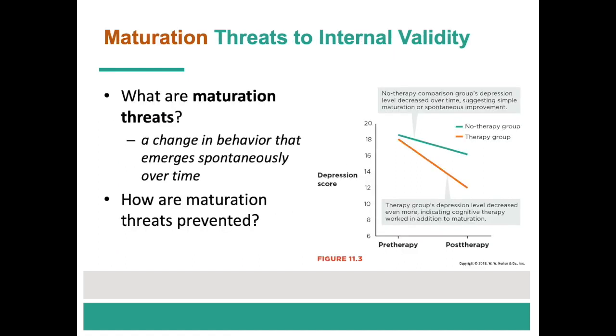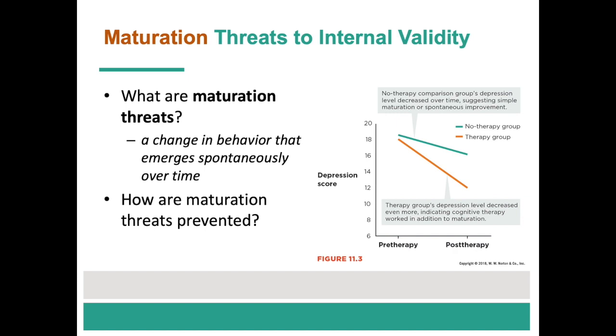First one, maturation threats to internal validity. So what's a maturation threat? It's a change in behavior that emerges spontaneously over time. It's just something that happens. So, for example, if you're looking at kids in school, you may have an intervention to see if you can help them read better. Well, it turns out kids in school are learning how to read better no matter what. It's just part of their growth. It's part of their maturation, and so it just happens, whether or not your intervention actually does something.